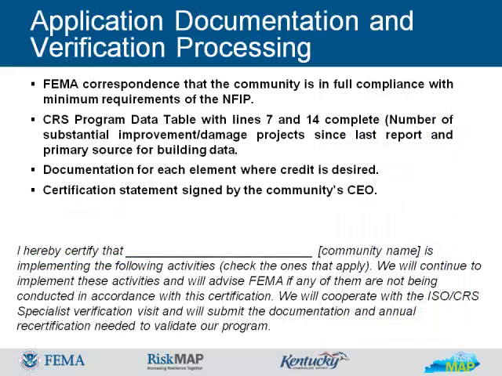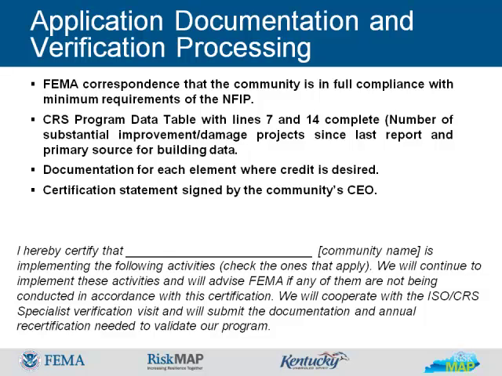The ISO CRS Specialist conducts the initial verification visit to review the community's programs and activities. The specialist collects the needed materials from community staff. Before the materials can be processed, the ISO CRS Specialist must have the following 4 items. Where appropriate, documentation can be provided digitally. 1. Correspondence from the FEMA Regional Office stating that the community is in full compliance with the minimum requirements of the NFIP.